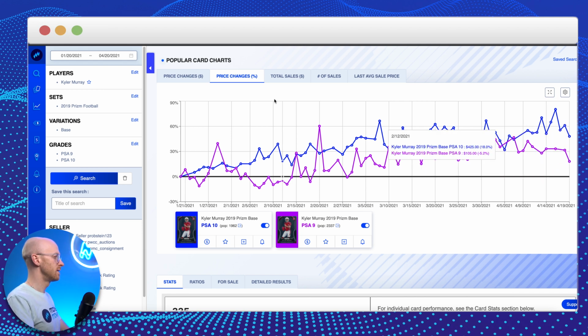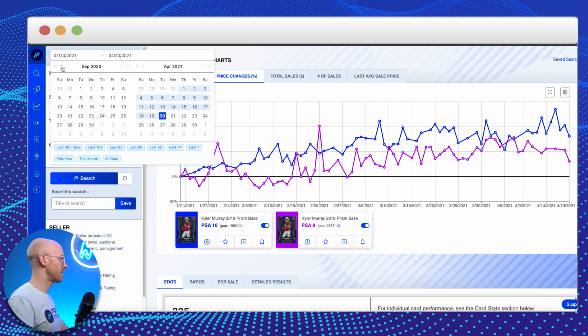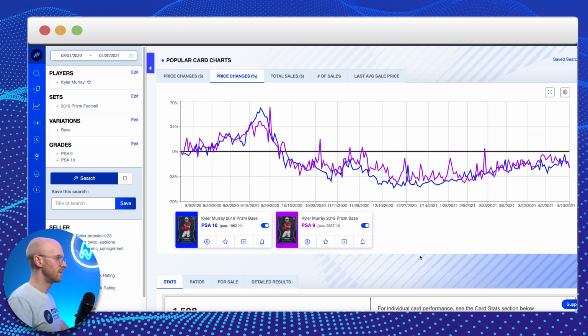So one thing I also like to do is, let's go back. I'd like to talk about context and just see what's been happening. I'm going to go back to just August 1st. This is the reason I like to do this: I want to know what's the history of this card. Where has it been and where is it now? That can help inform where it's possibly going in the future.